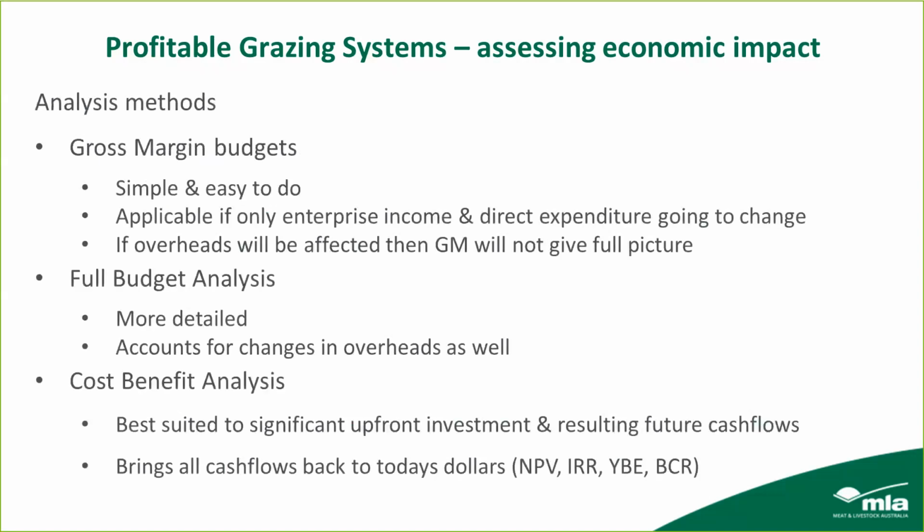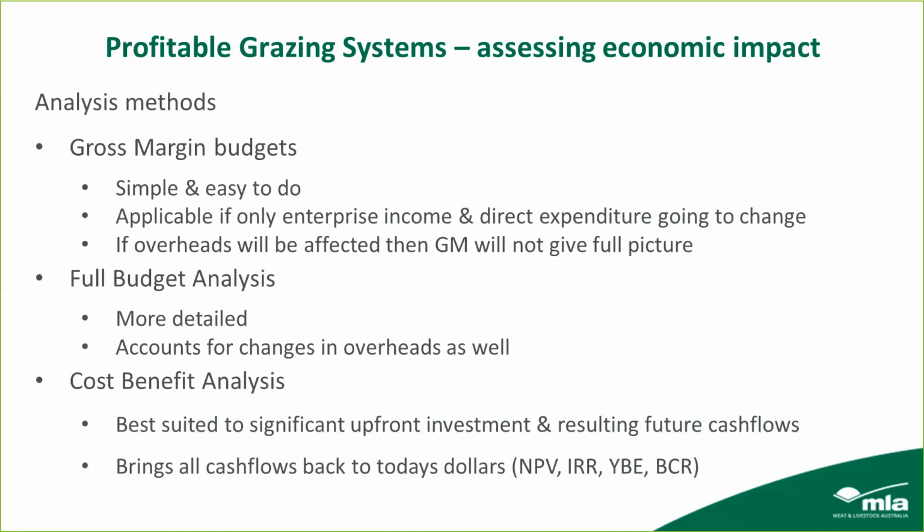Then in terms of analysis methods, a quick overview of the main ones. Gross margin budgets are something most people will be familiar with. Quite popular because they're simple and easy to do. So if the intervention is going to result in increased income, either through increased productivity or price, and it's going to have a change in the direct herd expenditure, then we can do a gross margin budget.